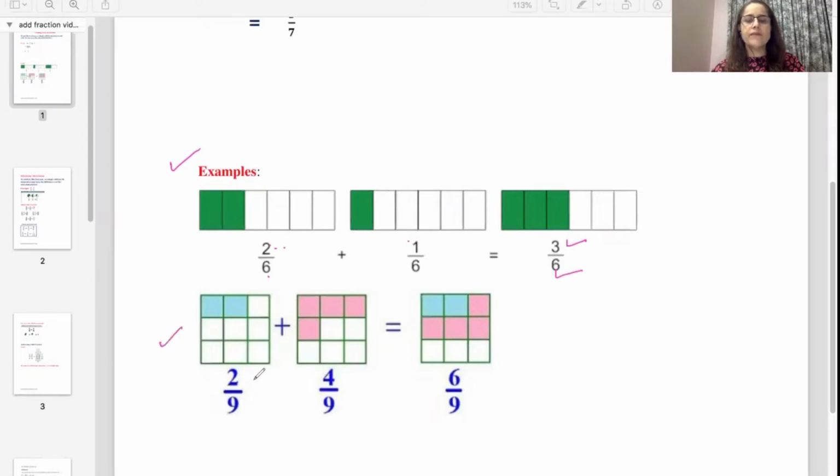Another example we can take: 2 by 9 is shaded here. Here 4 by 9 is shaded. How to add? Just adding the numerators. So 2 plus 4, the numerators are added, and we are writing the denominator as it is. So the answer is 6 by 9.